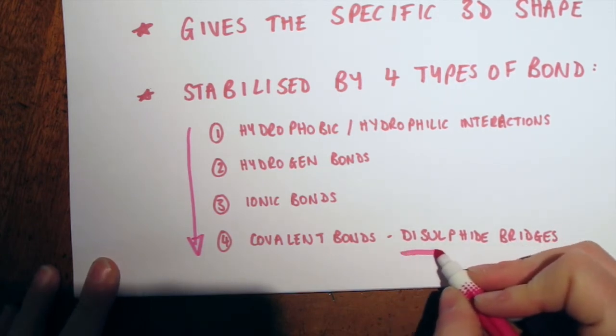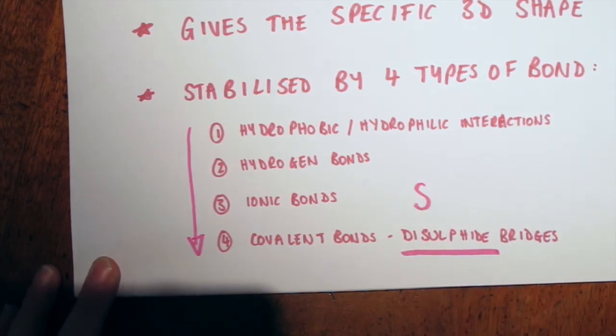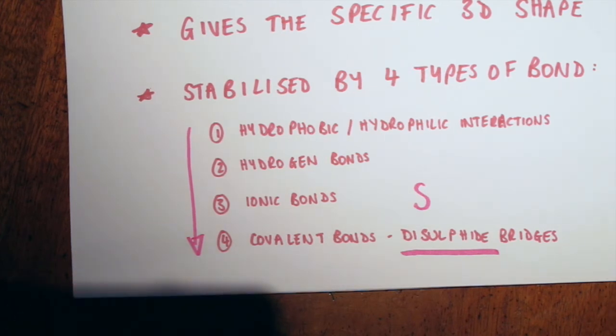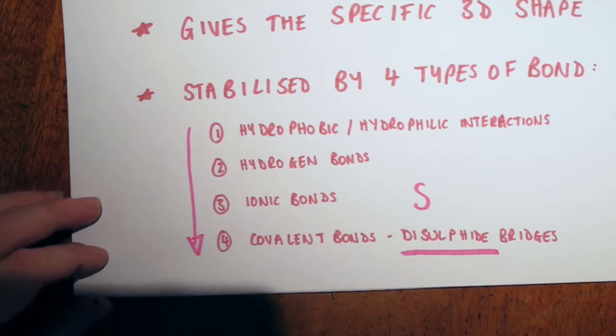Now, because this is a disulfide bridge, it can only occur between sulfur atoms, and so it can only occur where you have an amino acid that contains a sulfur in its R group. These are very, very strong bonds.